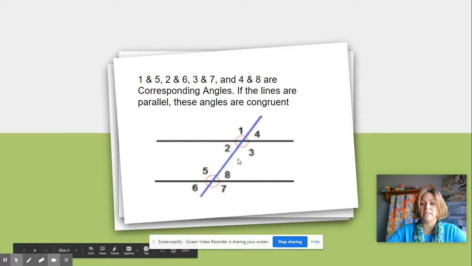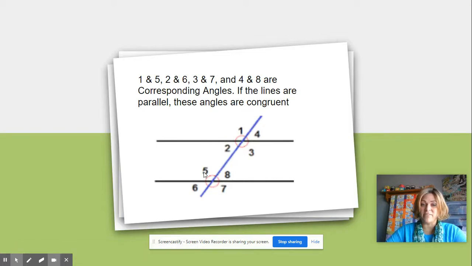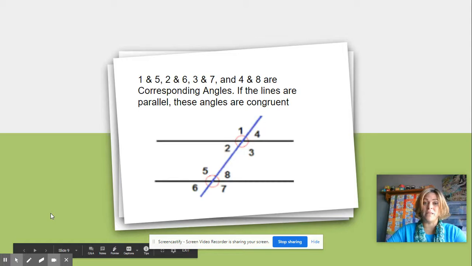So 4 and 8, 1 and 5, 6 and 2, 3 and 7. And these are hard to see for some people. So what I recommend is saying, okay, where's angle 3? It's below the black line. So down here, I have to have one of the angles below the black line. So it's either 6 or 7. Angle 3 is to the right of the blue line. Oh, angle 7. So 3 and 7, those would be corresponding. Same location, just slid down or up. And again, those will be congruent, but only if the lines are parallel.